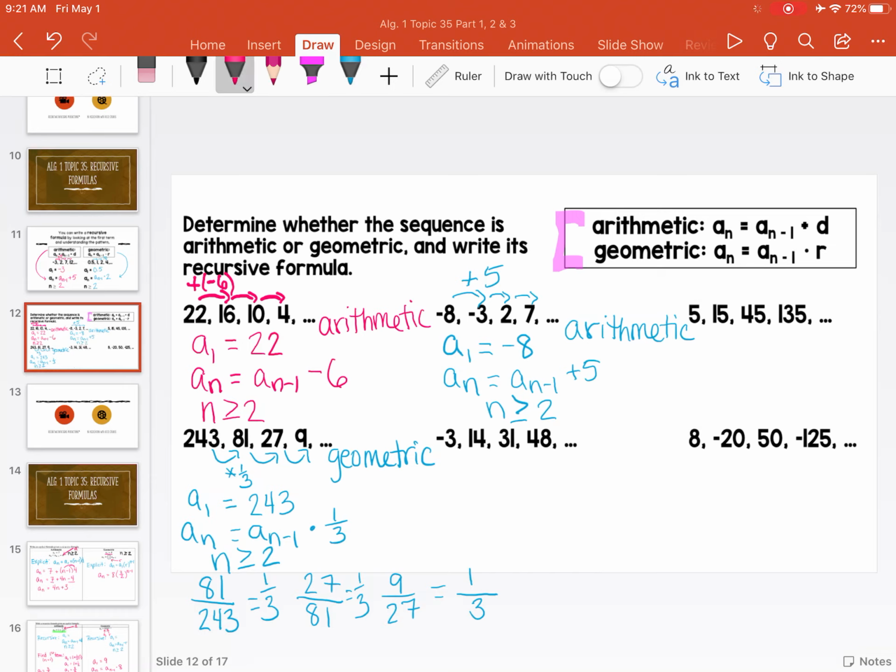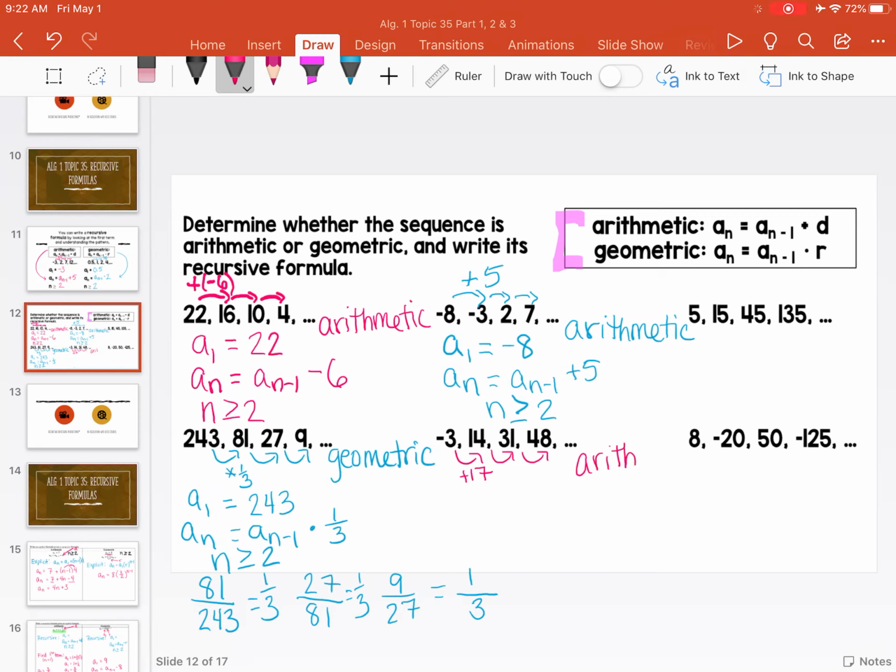Now the example below is -3, 14, 31, 48. Now if I think in my head, I want to try to run through, okay, are there any numbers that I could easily multiply to get from one number to the next? Now this deals with kind of some funky numbers, so I'm going to test out adding. Can I add any number in order to get from one number to the next? I can. Here, I'm actually adding 17 in order to get from -3 to 14, 14 to 31, 31 to 48. This sequence of numbers is increasing, so I know my common difference is a positive number.